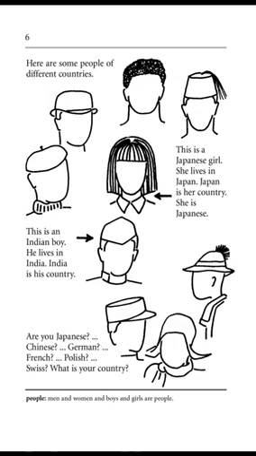Page 6. Here are some people of different countries. This is a Japanese girl. She lives in Japan. Japan is her country. She is Japanese. This is an Indian boy. He lives in India. India is his country. Are you Japanese, Chinese, German, French, Polish, Swiss? What is your country?